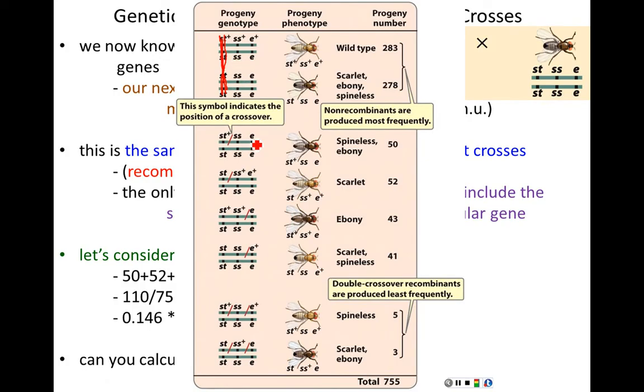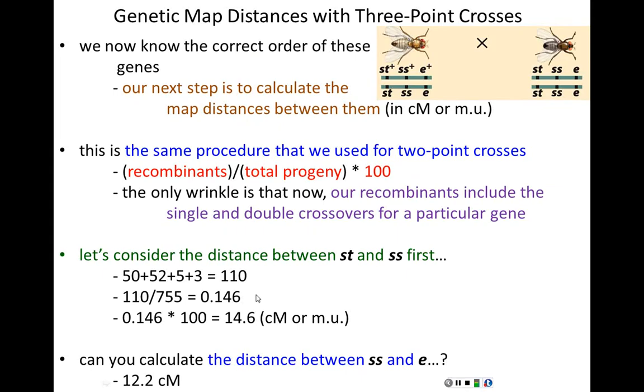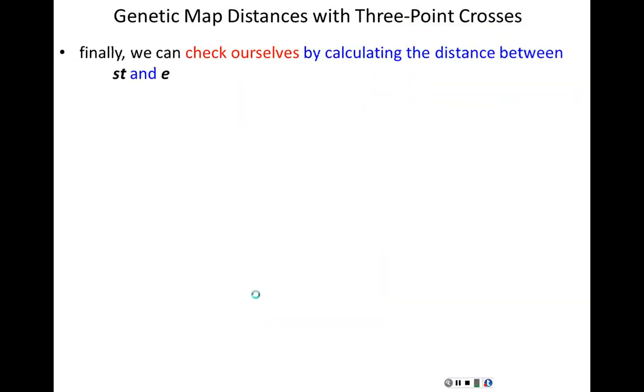Here it's a recessive with a recessive. That is parental. Here it's a dominant with a dominant. That is parental. Here it's recessive E with dominant SS. We don't see that pattern up here, so that counts as a recombinant. Here it's recessive SS with dominant E. That is also different, so we count it. Recessive with dominant differs. Dominant with recessive differs. And so for calculating the recombination distance between SS and E, it's 43 plus 41 plus 5 plus 3 divided by the total 755. That gives you 12.2% or 12.2 centimorgans.